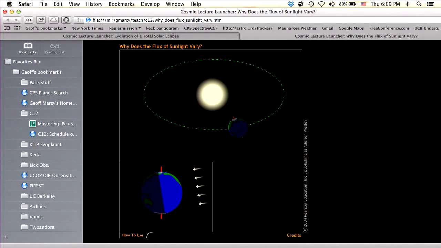So the seasons are predictable simply because the spin axis is pointed toward the sun a certain time of the year near June 21st, and away from the sun on December 21st.